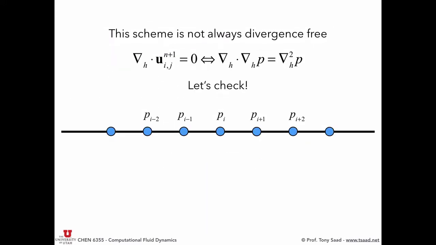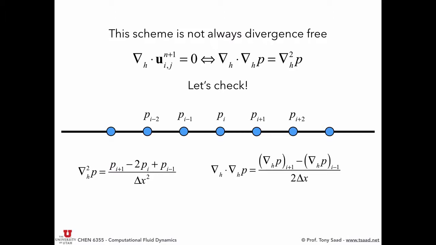So let's check. This is a grid with pressures on it. Okay, del squared p, this is at least how we define it. We just use a central scheme for del squared p. So for point i, it's p_{i+1} minus 2p_i plus p_{i-1} over delta x squared. Great. Now what is div grad?